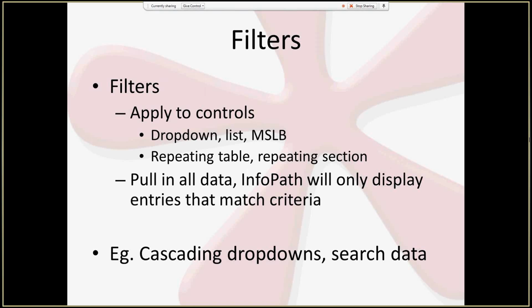Basically, you can pull in all this data, and InfoPath will only display the entries that match your particular filter criteria. Some applications for this: you'll hear cascading drop-downs. That's a very useful application. I do also have a tutorial video on cascading drop-downs if you check out our YouTube channel, if you're interested. And search data: you can type a search criteria in your text box and filter any values inside a drop-down or a repeating control.